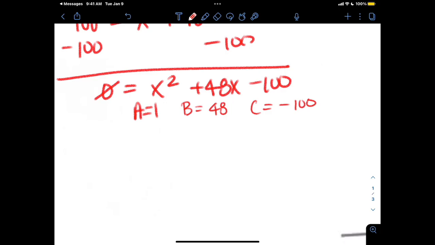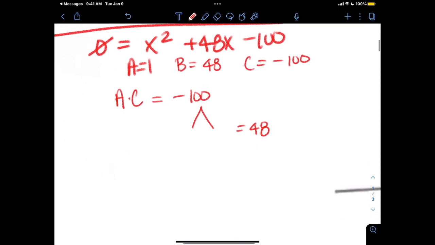I'm going to multiply A times C. And I need two numbers that when multiplied together will give me negative 100, but when added together will give me positive 48. So I don't know what the numbers are, so I'm just going to start at the beginning. That's not it. And there's my numbers. So I found them.